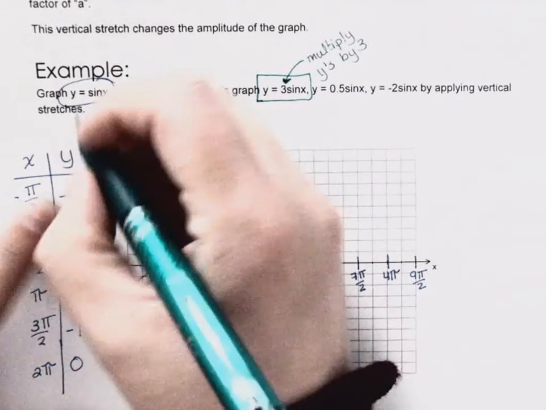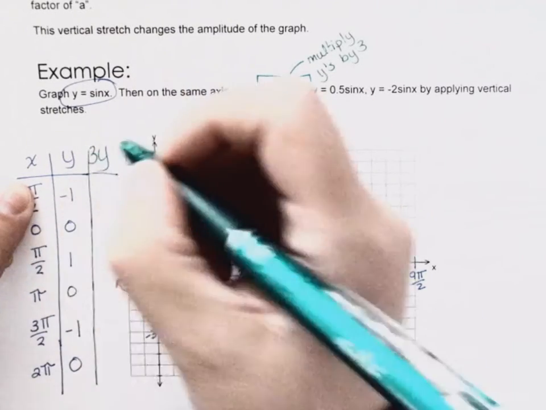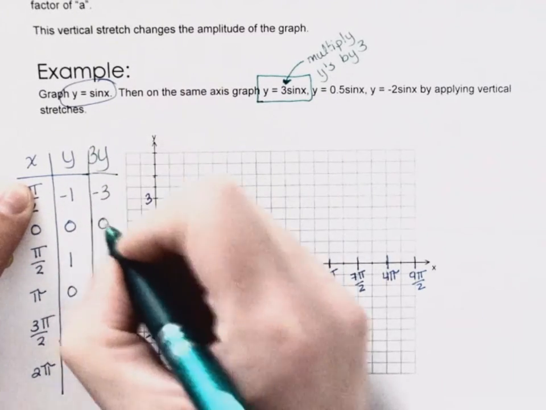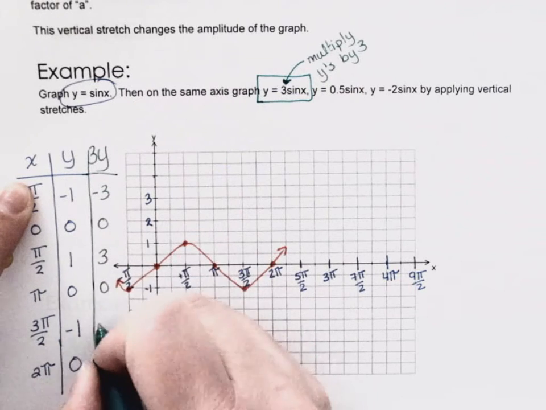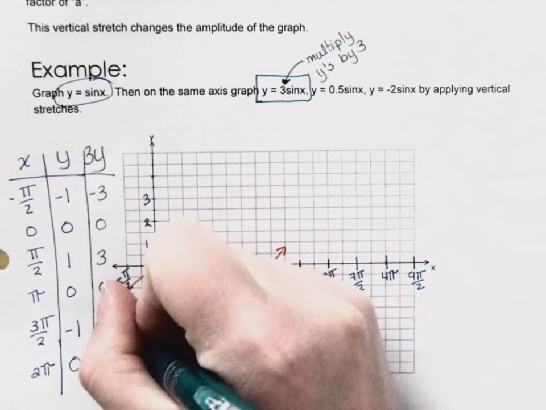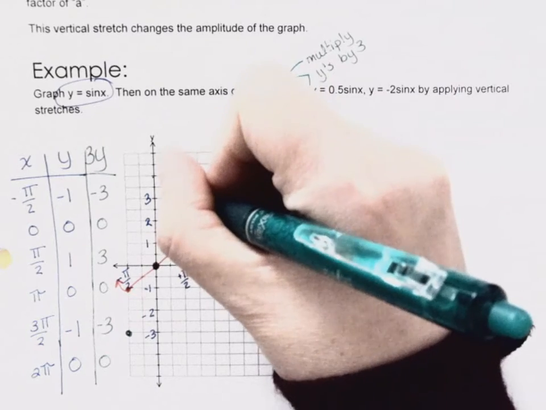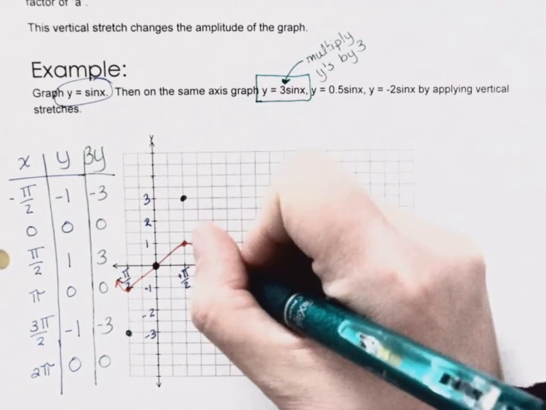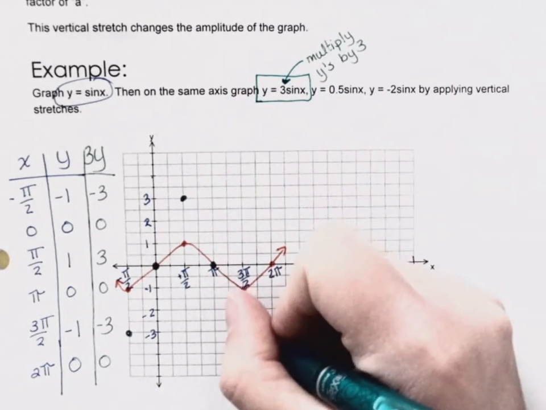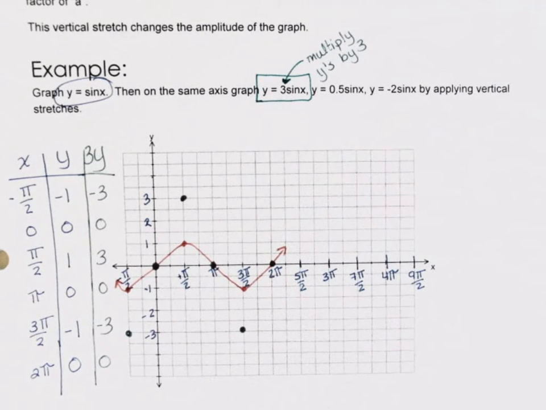So this one would turn into -3, 0, +3, 0, -3, and 0. So this one's going to be now here. This is still going to be here. This one's going to be at +3. This one's still going to be at 0. This one's going to be at -3, 0. How do we feel about that?